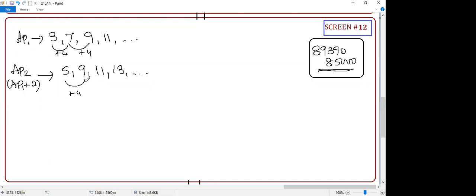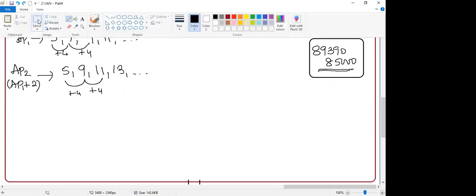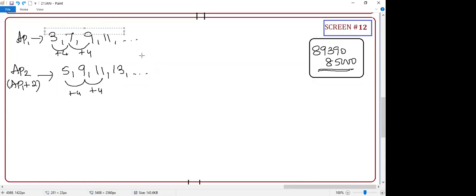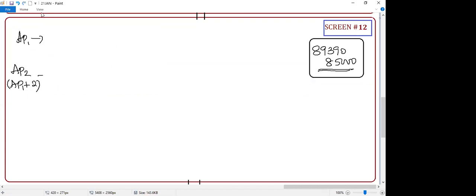How to check AP? You check the common difference. Is it all getting added by the same common number? Is this AP now? No, it's not AP. I think the first one itself is not AP. 3, 7, 11, 15, right? After 9, directly 11. Yes, I missed it. The first one itself is not AP. You write 3, 7, 11, directly, then 15. So if you add plus 2, what will happen?